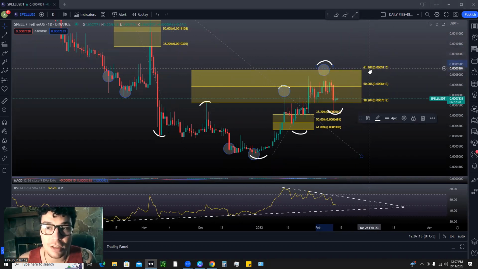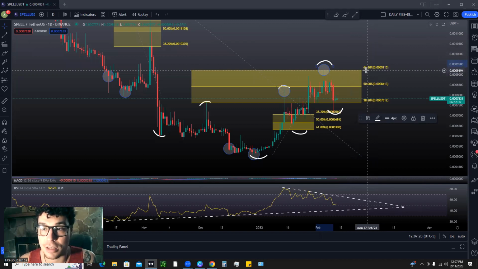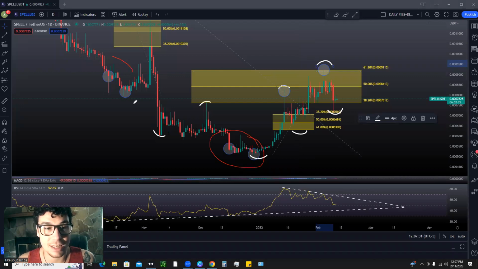Now, the level specifically that we're battling as resistance is going to be 0.0009215. All right, that's our major level. Now take a look at the circles that I have up here. Just like we had bullish divergence in these instances, we also can get bearish divergence. So if you take a look, we have a high right here, and then we have a higher high right here as well. Now let's look at our relative strength index.